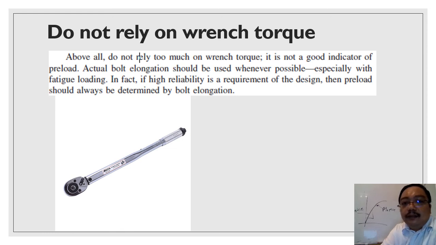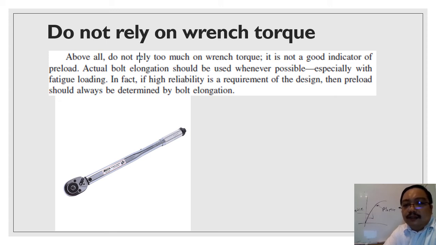Do not rely on wrench torque. In the last video, I talked about wrench torque. We calculated in an example the torque, and you give the torque value to this wrench, and you can do the wrenching with the predetermined torque. But as a tip, do not rely too much on the wrench torque, because it is not a good indicator of preload. Actual bolt elongation should be used whenever possible, especially with fatigue loading.